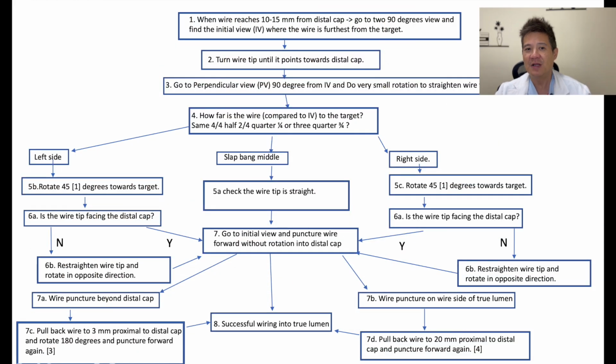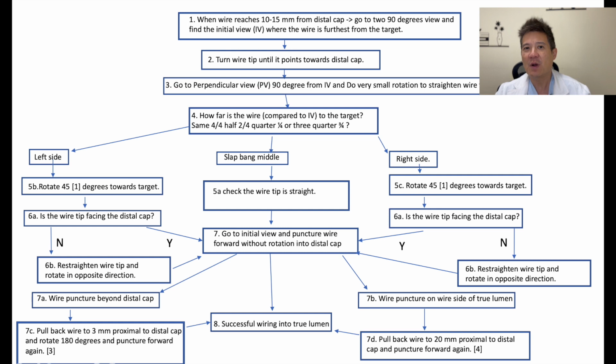Go to the IV view and just turn the wire tip towards the CTO target. Now that's easy. We do that all the time when we're doing CTO PCI. We turn the wire towards the target in one view. That's no magic there. Then we go to the other view, PV view. And here is where we start making a difference.